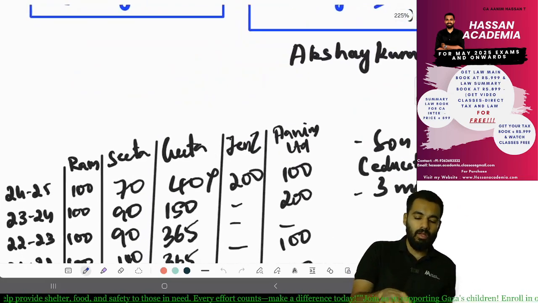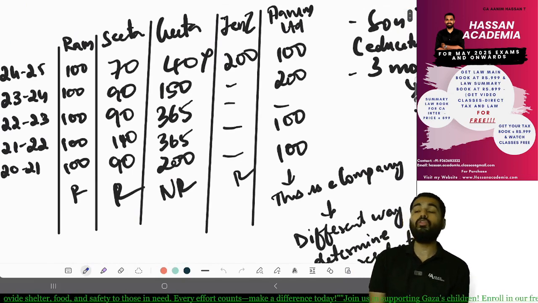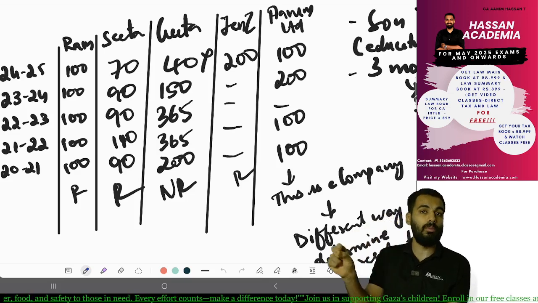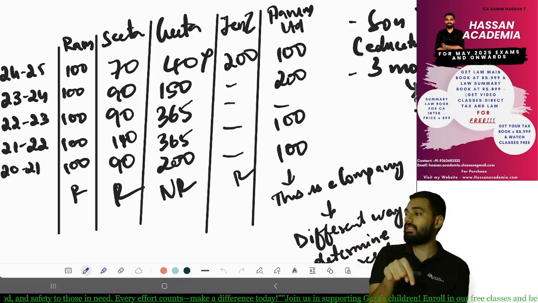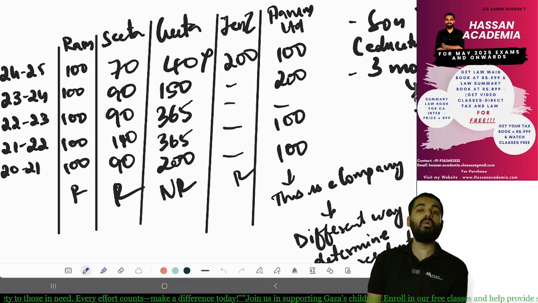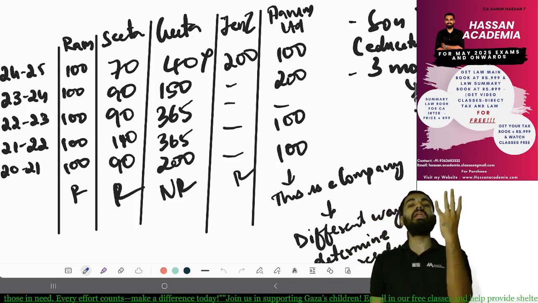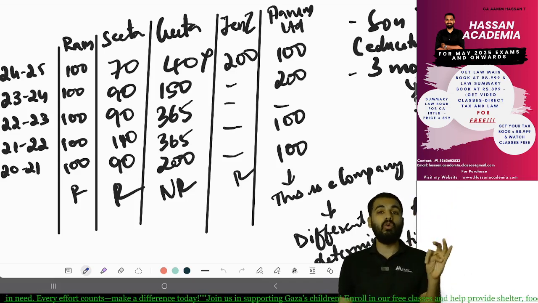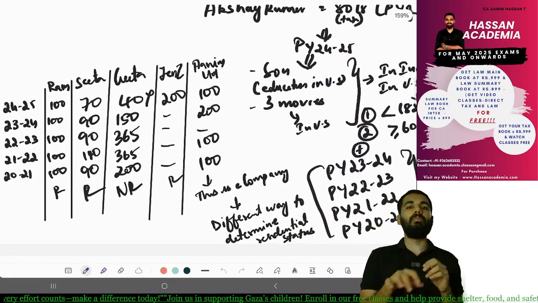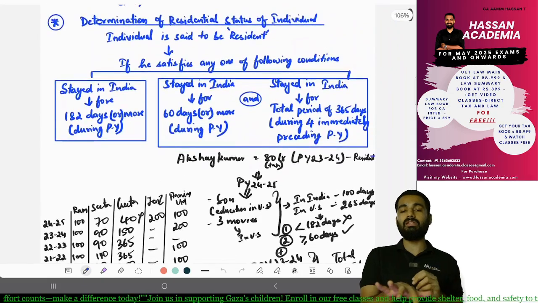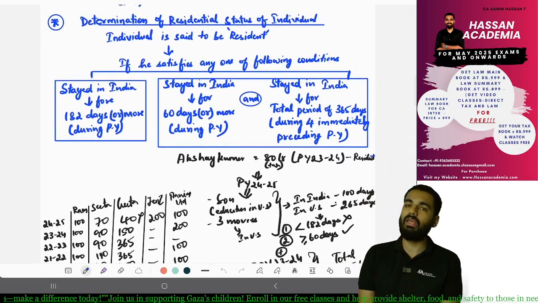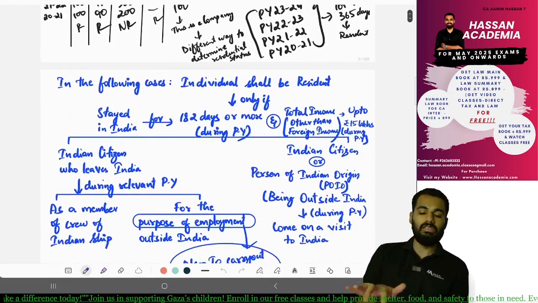Let's take an example. 24-25 is the previous year. In that year, he stayed for 60 days or more, and in the four preceding previous years, which are 23-24, 22-23, 21-22, and 20-21, he stayed for 365 days or more in total. Then in that situation, he can become a resident. Either the 182 days condition or the 60 days and 365 days condition is satisfied, and he becomes a resident individual.